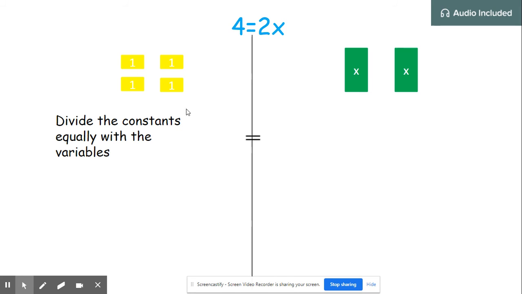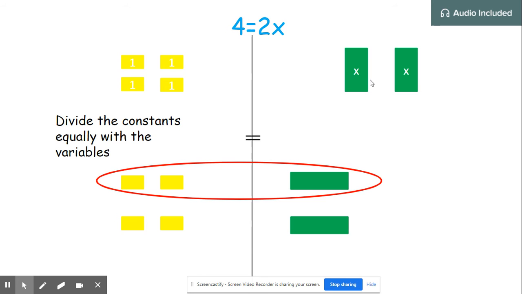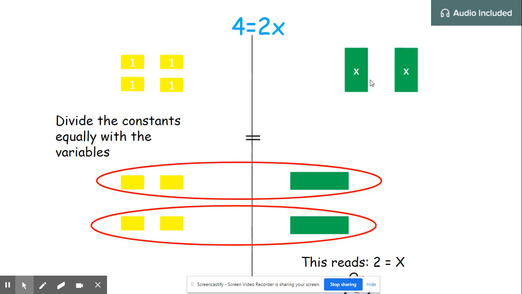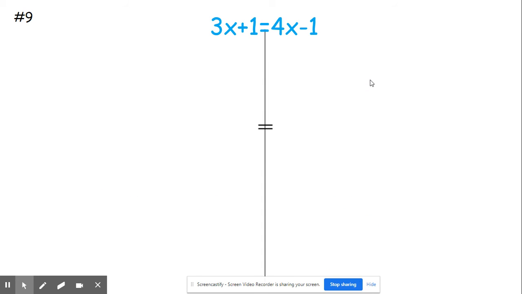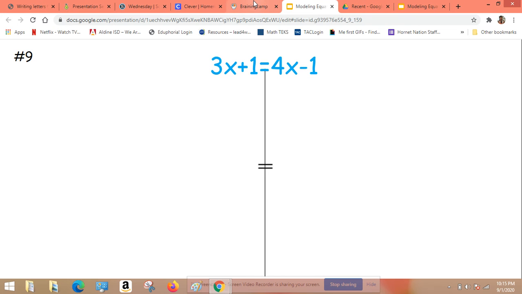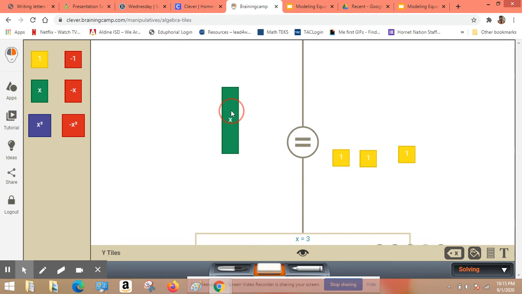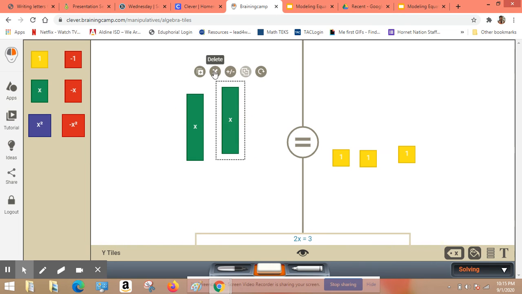Now we have to divide our constants equally. So 1x equals 2, 1x equals 2. So x equals 2, or 2 equals x. You can go back and do this in your braining cap. You can move your manipulatives, and if you need to delete something, just click it, delete.